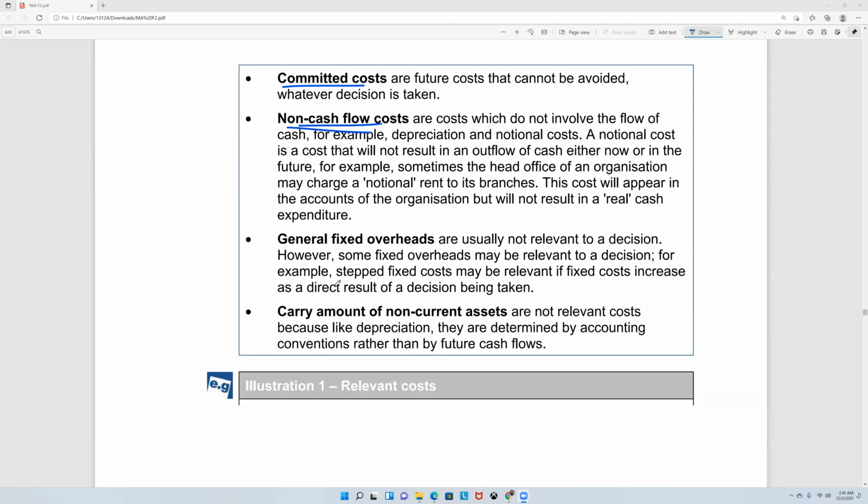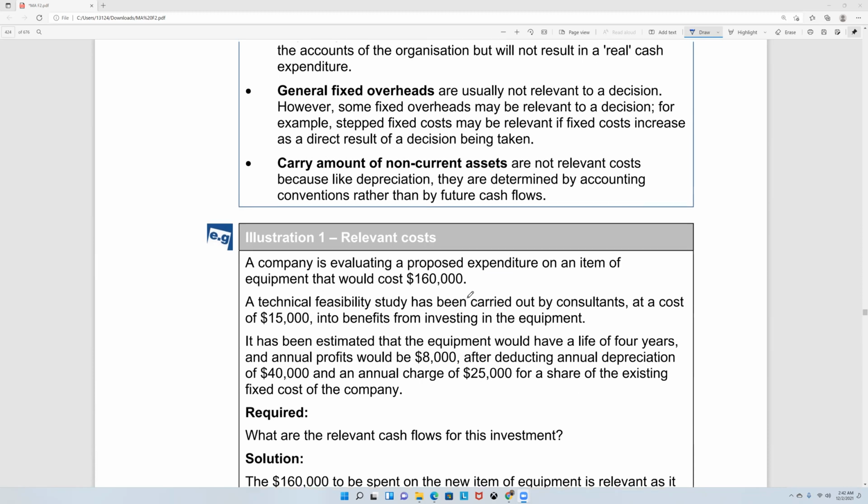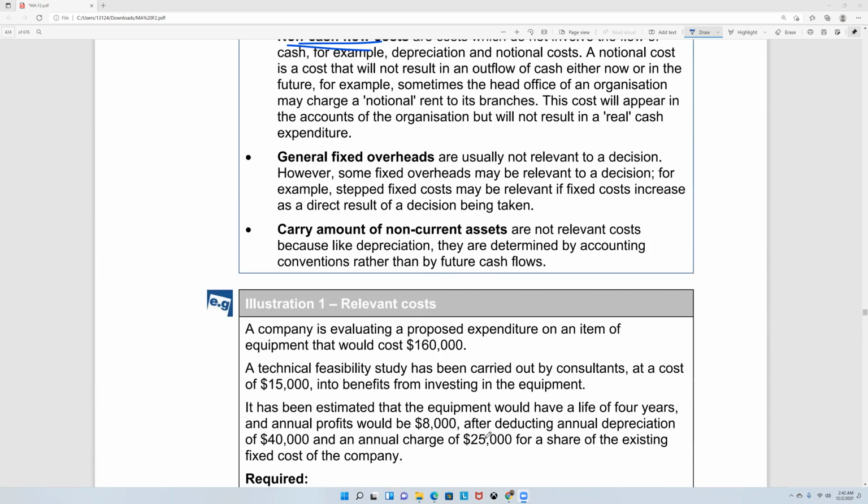Now, moving forward, general fixed cost, carrying amount of non-current assets. Now, let's jump into some of the meantime problems. The question is asking what is the relevant cost. A company is evaluating a proposed expenditure on an item of equipment that would cost 160,000. The technical feasibility study has been carried out by consultants at a cost of 15,000 into benefits from investing in the equipment.